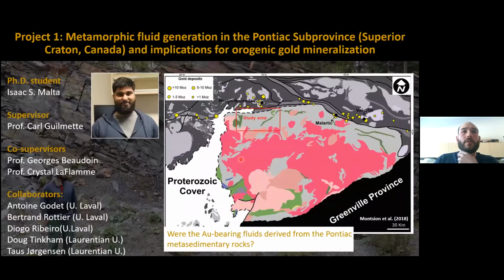Okay, let me start with the first project. This is the project of Isaac. It's supervised by Carl Gilmet and involves a lot of people. Isaac's going to focus on the Pontiac subprovince. He went on the field and did some really nice field work in the Rouyn-Noranda area. The main purpose of his project is to answer the question: were the gold-bearing fluids derived from the Pontiac metasedimentary rocks?